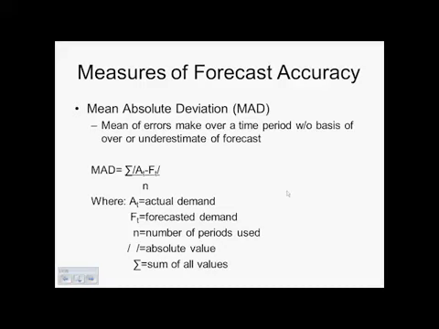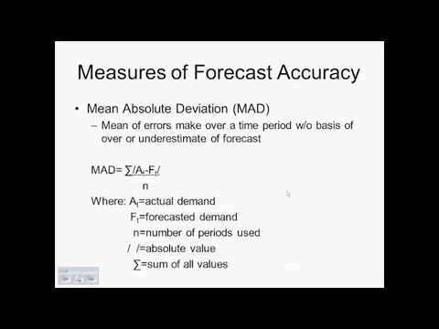Chapter 4, calculating a mean absolute deviation. On slide 13 in Chapter 4, you see that a mean absolute deviation, or MAD, is a mean of errors that are made over a time period without the basis of under or overestimating.